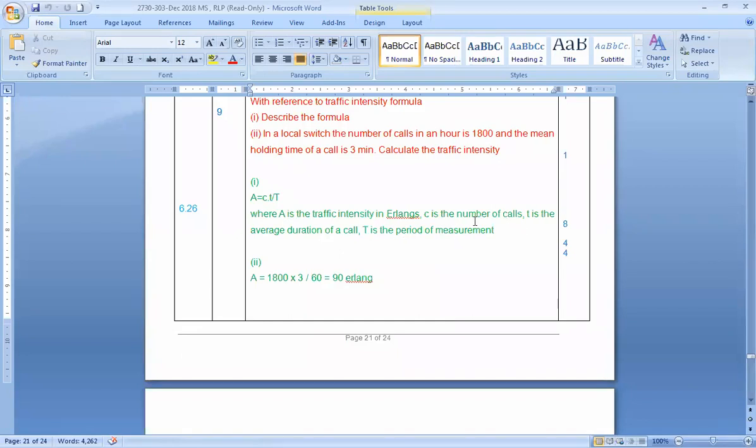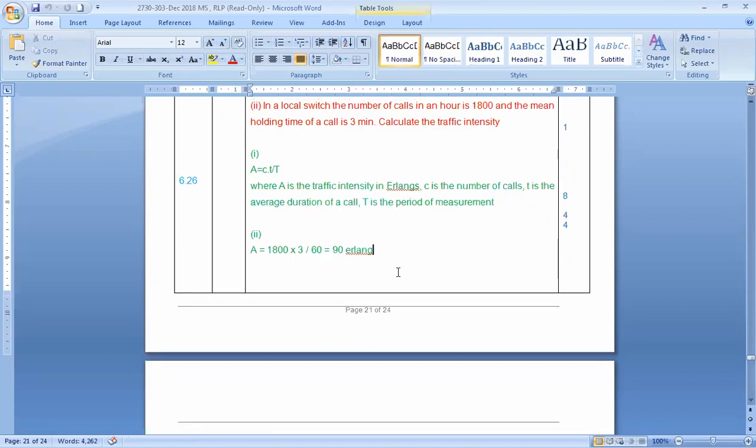And the small t is nothing but the average duration of the call. So if you have multiple calls, you just take them, add them, and divide by the number of calls. That's how you take an average. So let's solve an example here, and we'll be able to understand how this formula works.